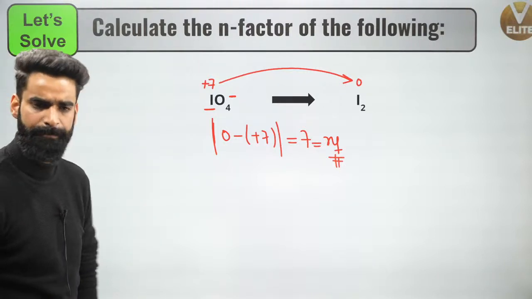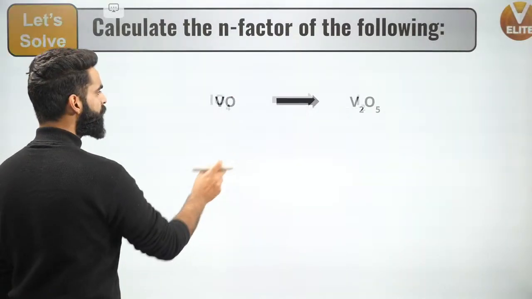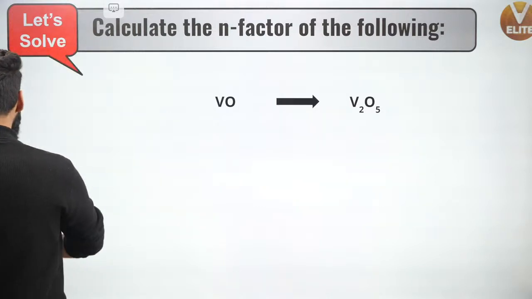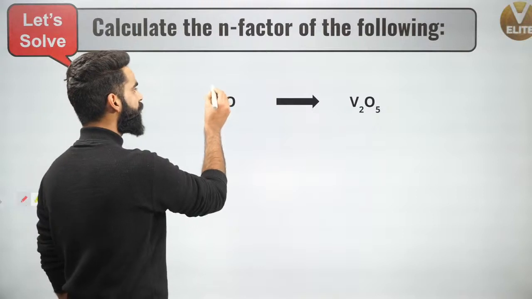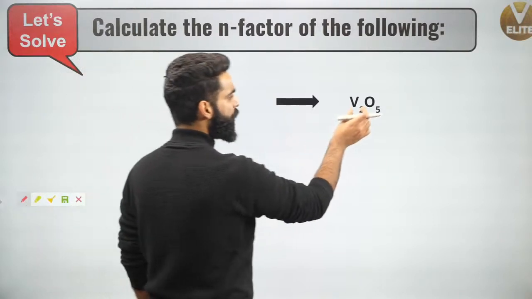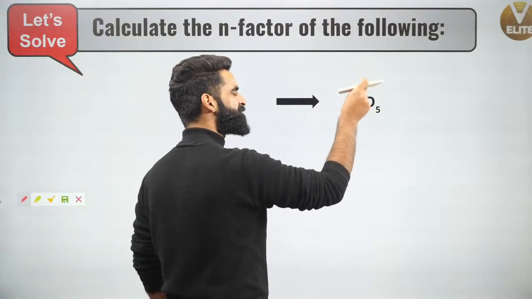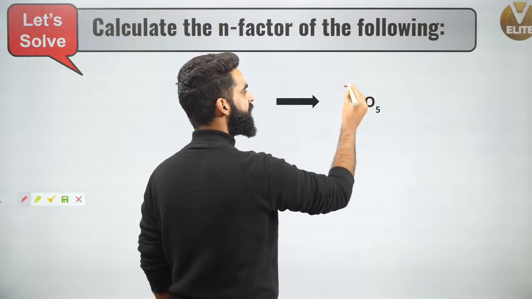Very simple again. Moving on to one more. We have VO changing to V2O5. What is the oxidation state of V over here? It is +2. What is the oxidation state of V over here? It's going to be 2x minus 10 is equal to 0. x is simply equal to +5.